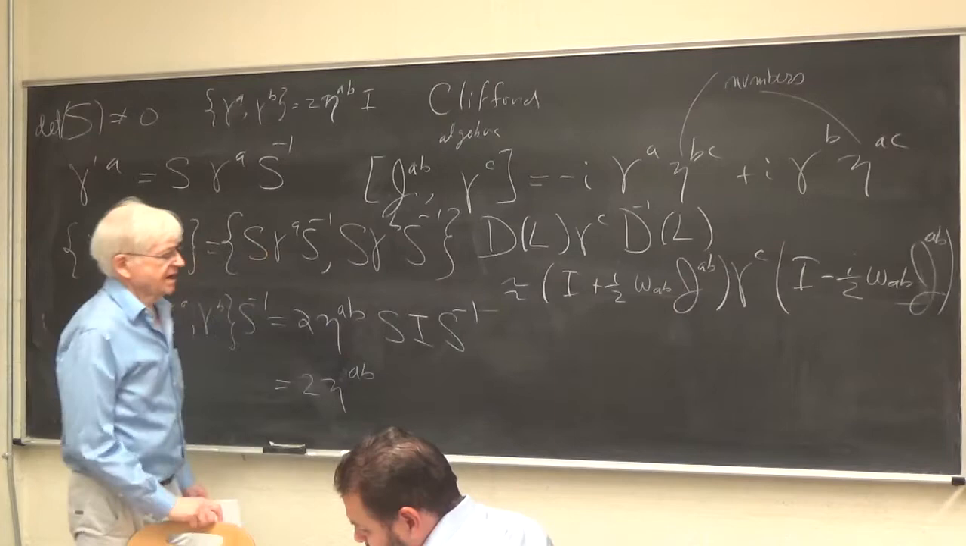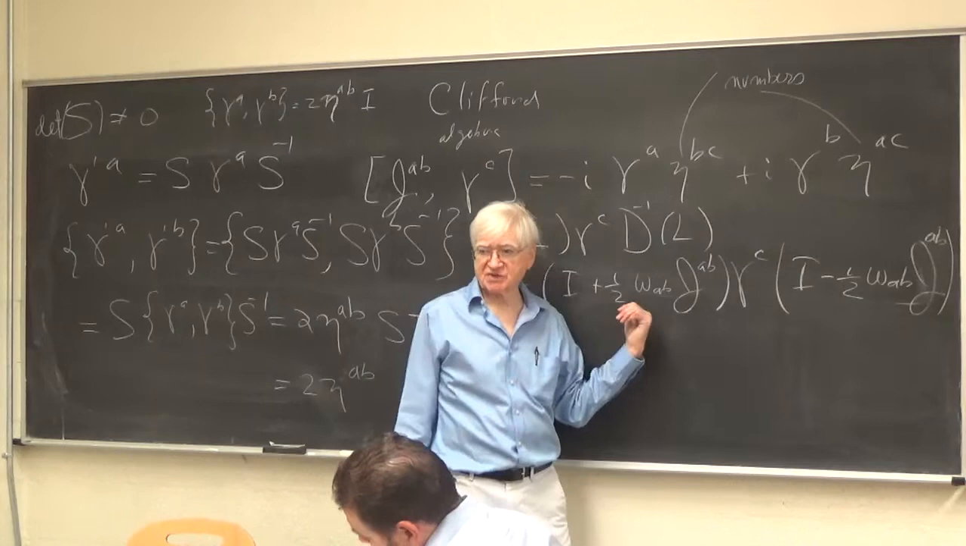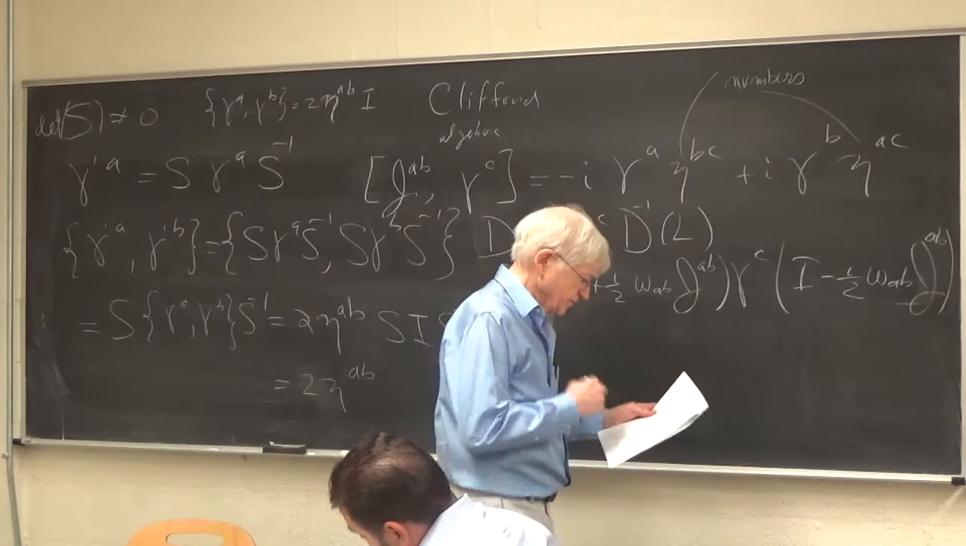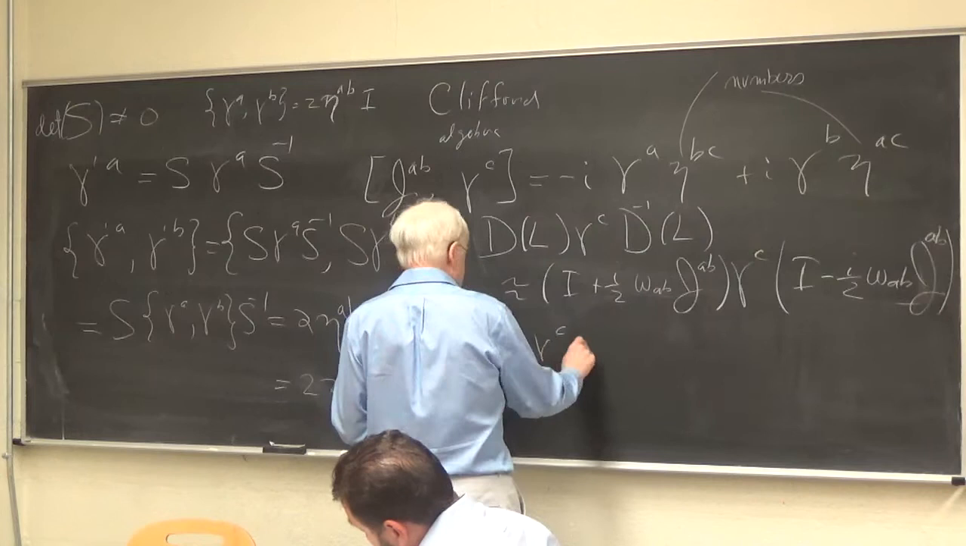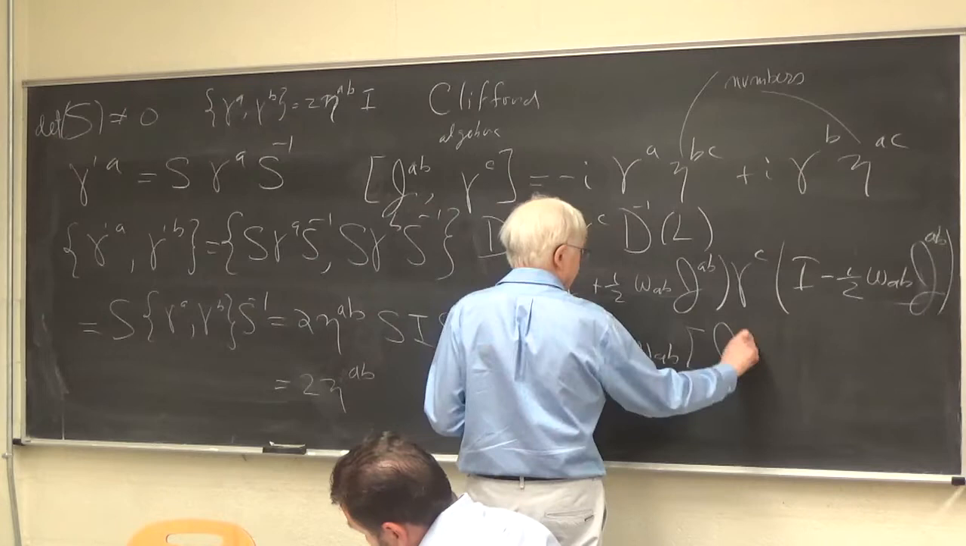Normally you shouldn't use the same dummy indices twice in one expression, but we're going to drop anything that's quadratic in omega, so it doesn't matter. All right, so what is this actually? This is actually gamma C plus i over 2 omega AB commutator of J AB with gamma C.